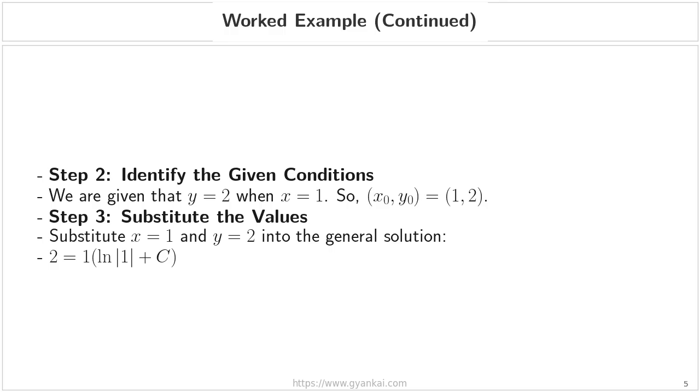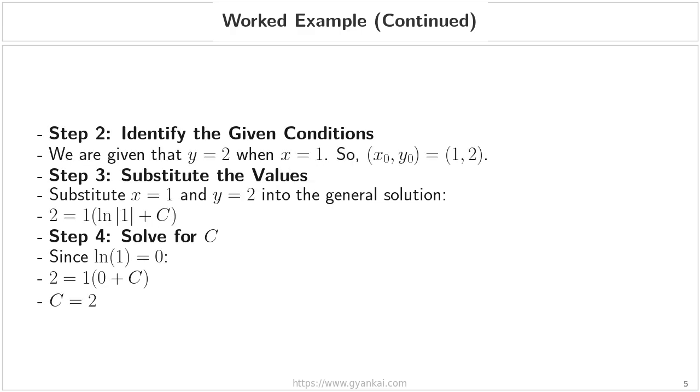Next, in step 3, we perform the substitution. We take these specific values and plug them directly into the general solution we just found. So, we replace y with 2 and replace x with 1. This gives us the equation, 2 equals 1, multiplied by the quantity natural log of the absolute value of 1, plus c. Moving to step 4, our goal is to isolate and solve for the constant c.